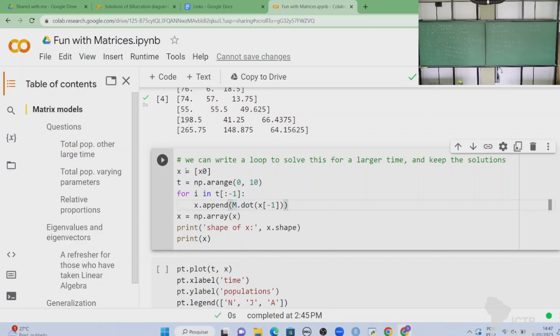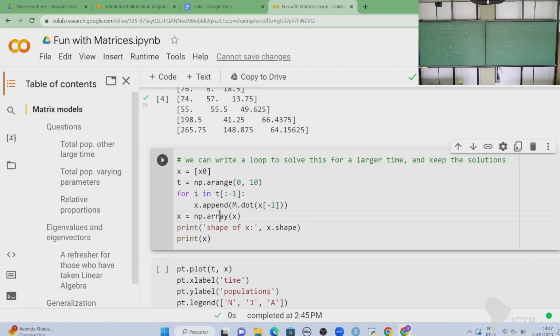Okay, so I start with X 0. Now X minus 1, the last element, is at 0 in the first step. I append a new one to this list. And then in the next time step, I append the next one, taking m times the last element, and so on. This is pretty similar to when we solved the reverse equation.